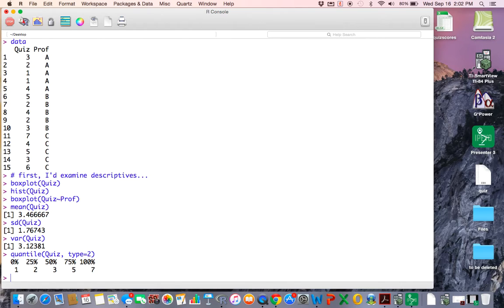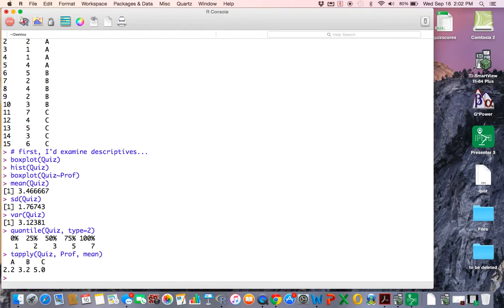But probably more appropriate would be to look at the means across professors. And as we've talked about before, we can do that with t-apply. So I can do quiz across prof, and I can look at the mean. And I can see that the average quiz score across professor is higher for Professor C than it is for Professor A. But again, I don't know yet whether this difference is statistically significant.